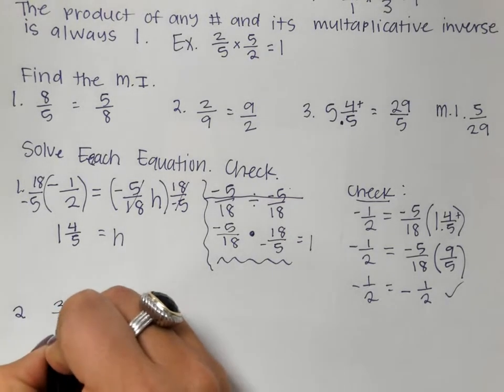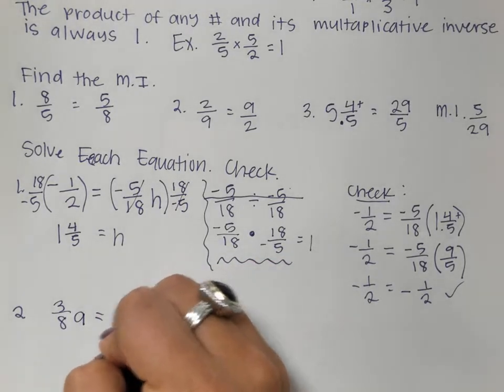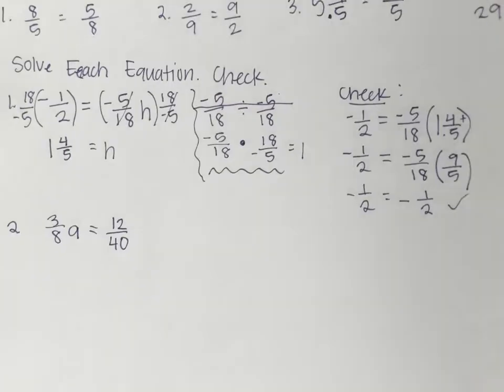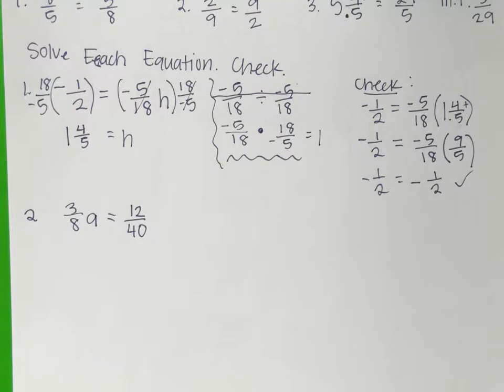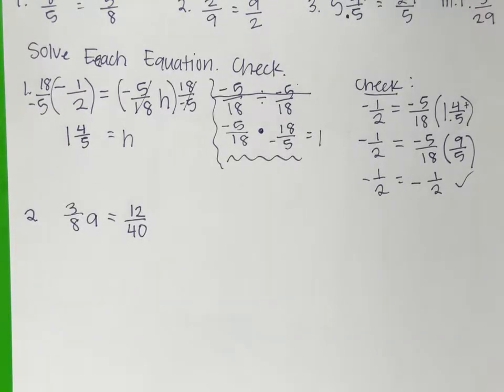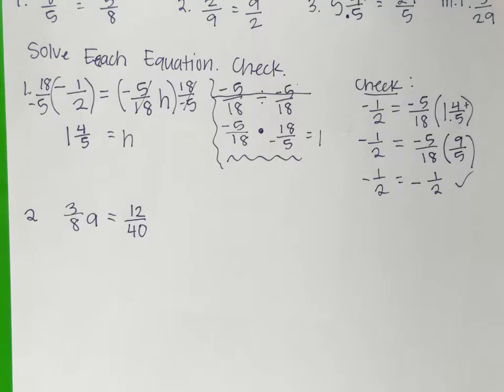I've got 3 over 8a, which is equal to 12 over 40. I'm still solving for a. I've got a fraction in front of a. So somebody tell me what I need to multiply each side by. Olivia. 3/8. Somebody help her out. What am I multiplying both sides by?